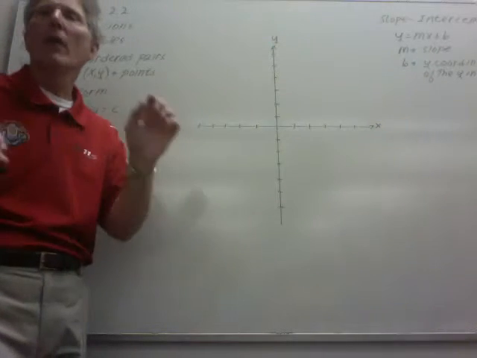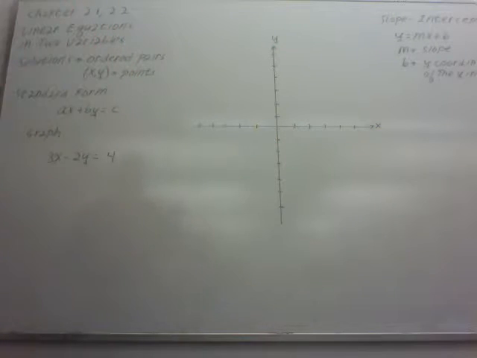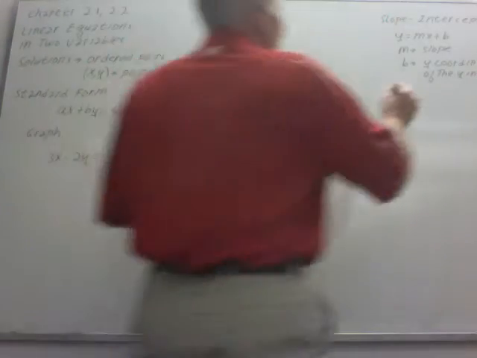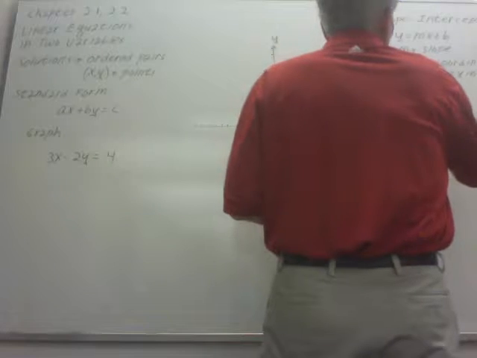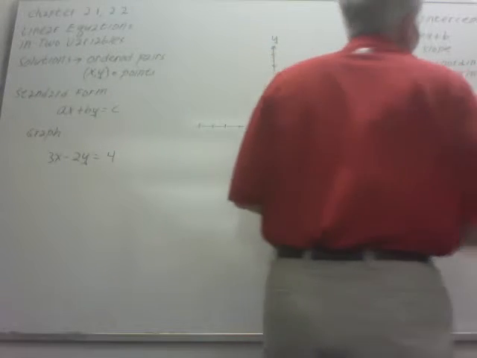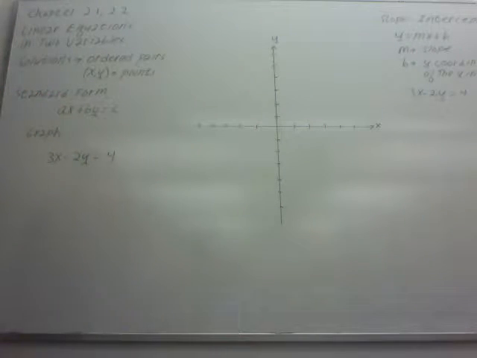Step number 1, and one of the reasons why we did what we did in chapter 1.6, especially with literal equations, is we've got to be able to change forms. This particular equation right now is in standard form: 3x minus 2y is equal to 4. The first thing we need to do is put it into slope-intercept form. Well, for slope-intercept form, we need to solve for y.